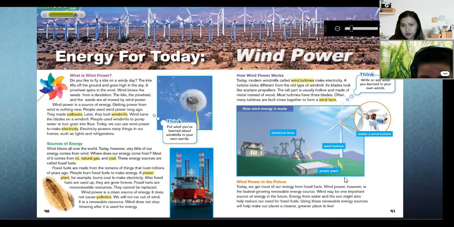Okay, there you go. You just heard Energy for Today, Wind Power. So again, what is wind power?